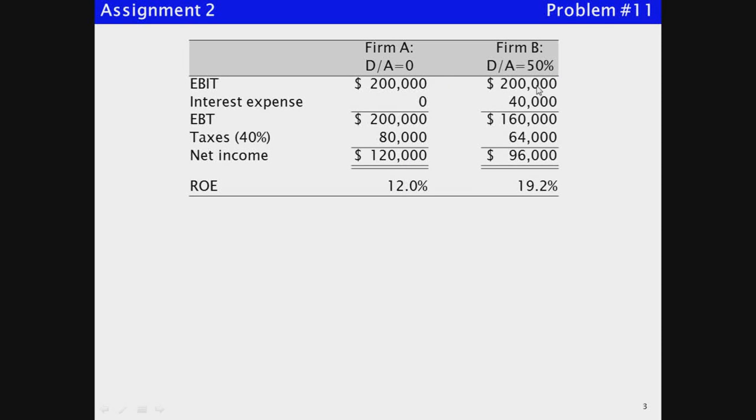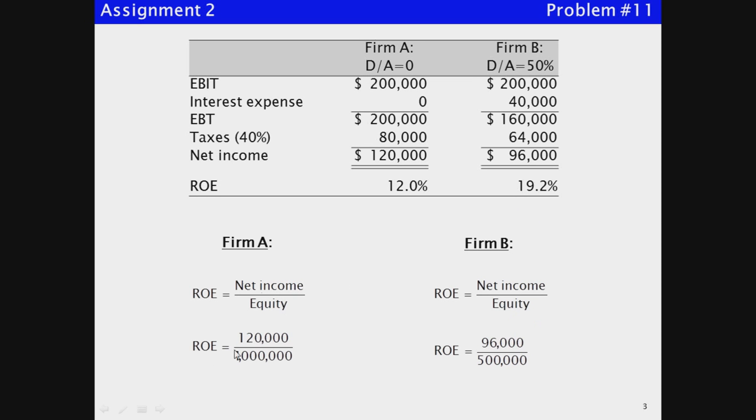The Firm B, also with $200,000 of EBIT, has $40,000 interest expense. We just computed that on the previous slide, leaving us EBT of $160,000. If we take 40% of that, it would pay taxes of $64,000 and then have net income of $96,000. Now, note that the ROE for Firm B is going to be higher than the ROE for Firm A, and we calculate both ratios below.